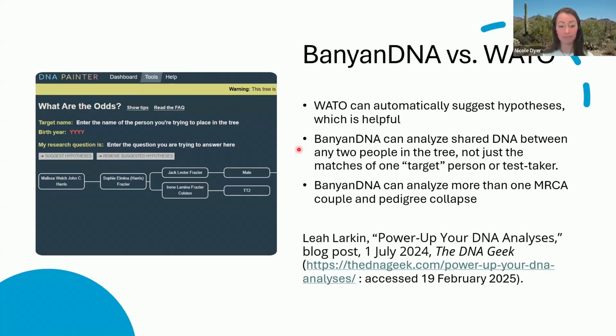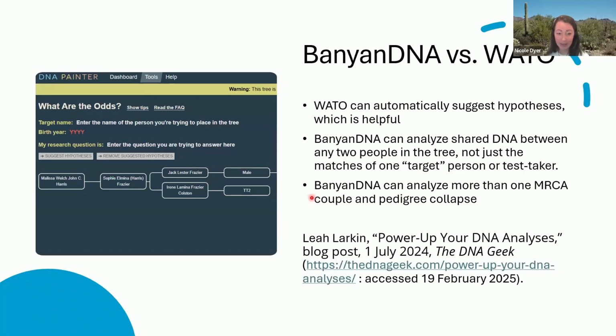But with Banyan, I can put in how much Jack shares with everyone and how much Belle shared with everyone and Anthony shared with everyone. And I could run a validation on that. And then I can run a hypothesis on two different people. And so it just gave me a lot more flexibility to figure out where people belong in my tree and not have to like make new WATO diagrams. And then of course, Banyan DNA, what they're really known for is for being able to analyze complex family trees with pedigree collapse and more than one most recent common ancestral couple and multiple relationships.